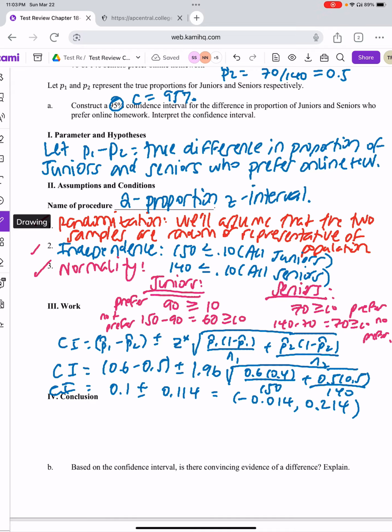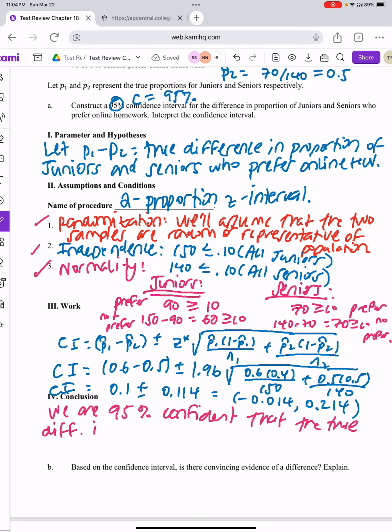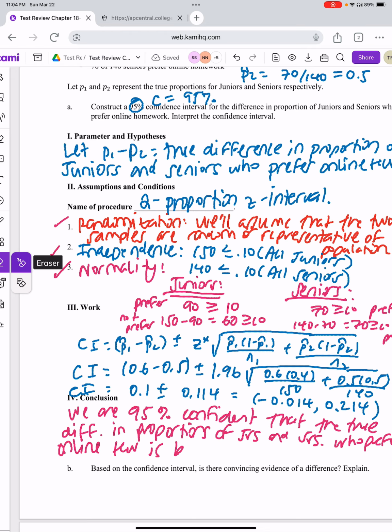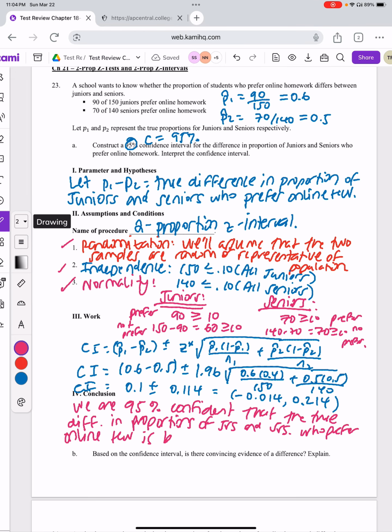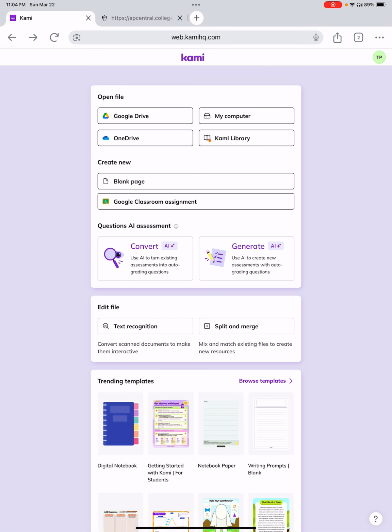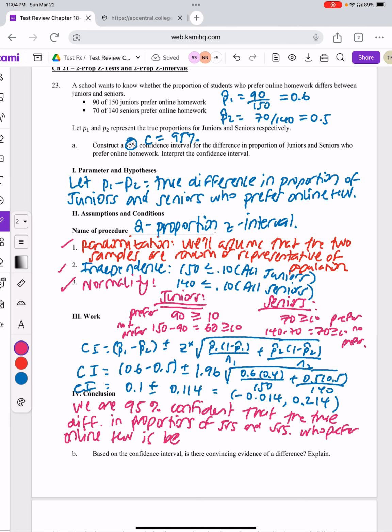So when we conclude this, we need to say we are 95% confident that the true difference in proportions of juniors and seniors who prefer online homework is between negative 0.014 and 0.214.